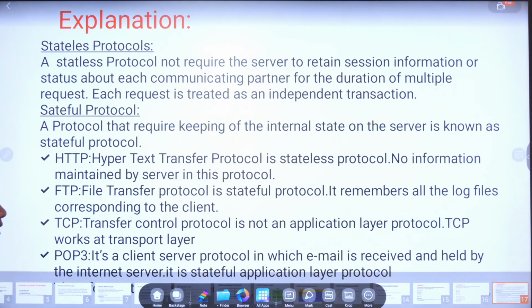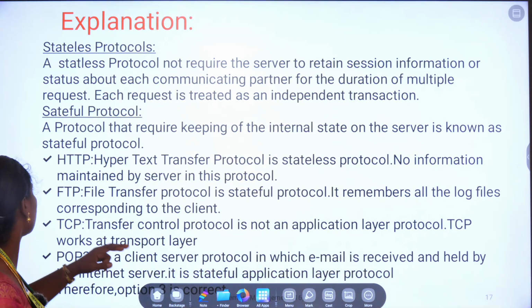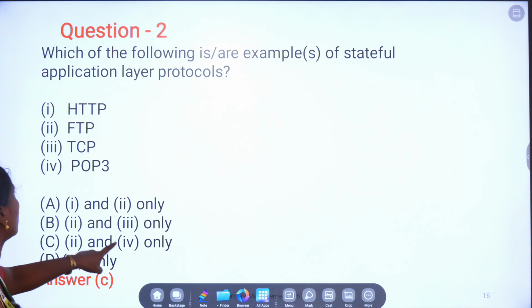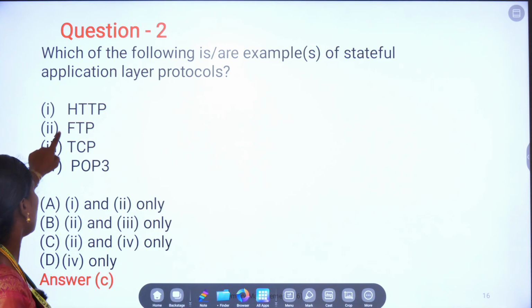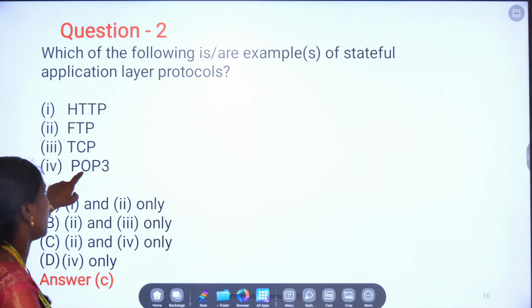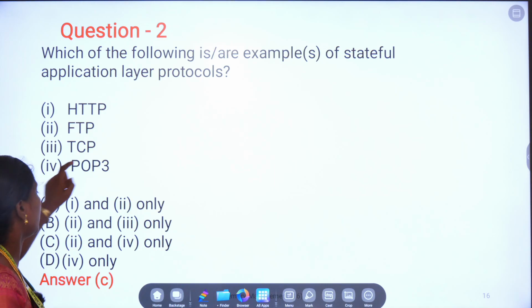Therefore, option 3 is the correct answer. Option 3 is the second one and the fourth one. The second one is FTP and the fourth one is POP3. FTP, the file transfer protocol, is stateful, and POP3, the post office protocol, is stateful. So the stateful protocols are FTP and POP3.